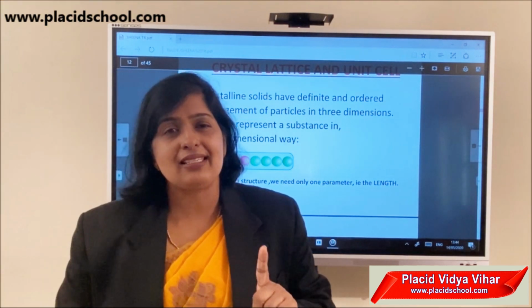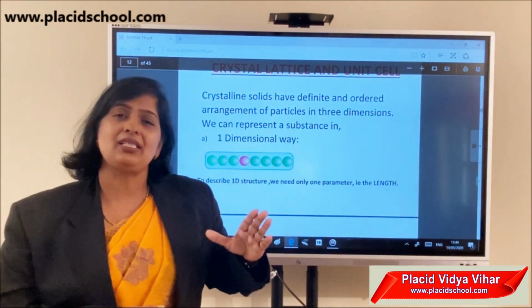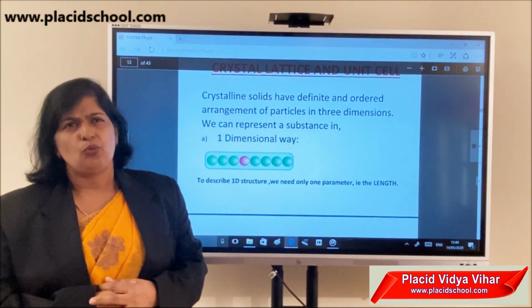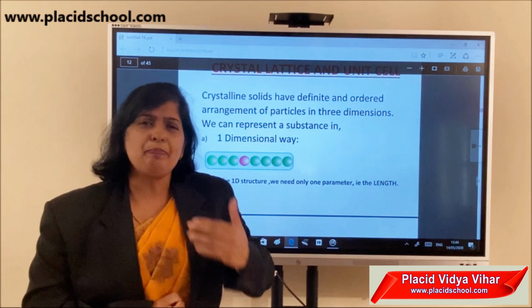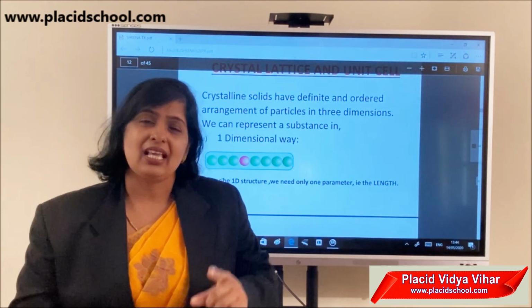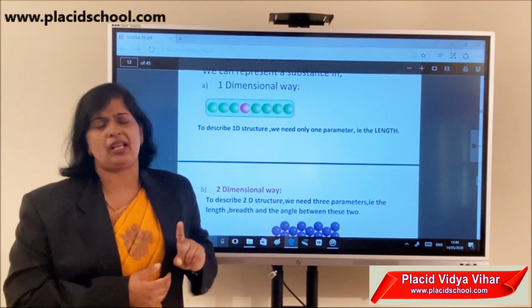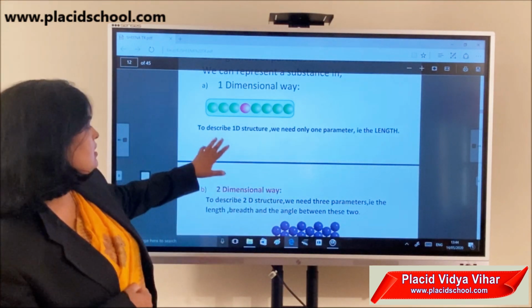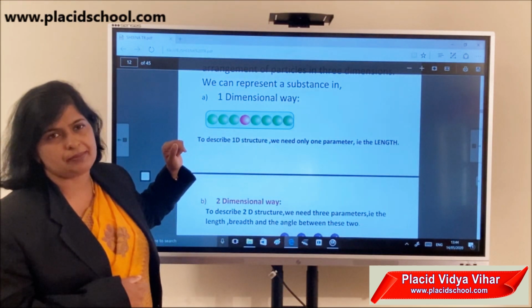So a crystal lattice is defined as a definite and ordered arrangement of particles, which may be atoms or ions, in a three-dimensional manner. When I say three-dimensional manner, I want to tell you one thing. We can represent a substance in three different ways. First one is one-dimensional way. In one-dimensional way, we need only one parameter, that is the length. This is one-dimensional way of representing a substance.